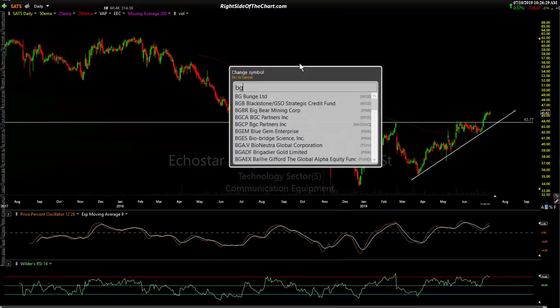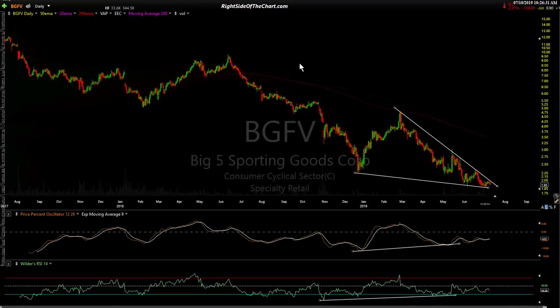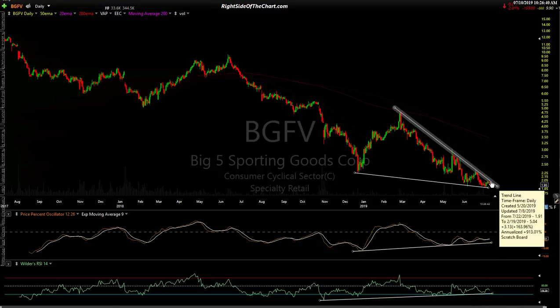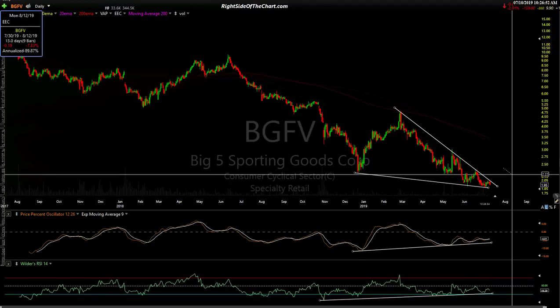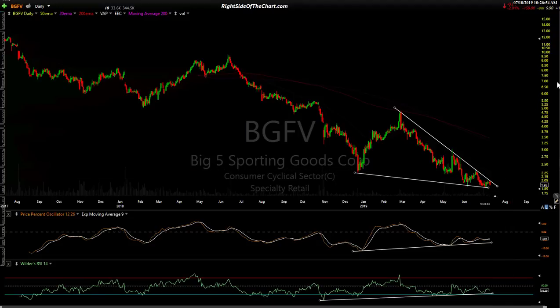BGFV, let's see what that is. Big Five Sporting Goods, bullish falling wedge pattern, positive divergence. This is a trade setup pending a breakout. Ideally, you want to see a breakout impulsive, meaning a big green candle, not just limp through there. You want to see it on above average volume. Ideally, I like to see 1.5 times or better daily average volume. You can get the average daily volume from your brokers. They usually quote either 60 or 90, sometimes 100-day average volume. First target would be there about 2.24.